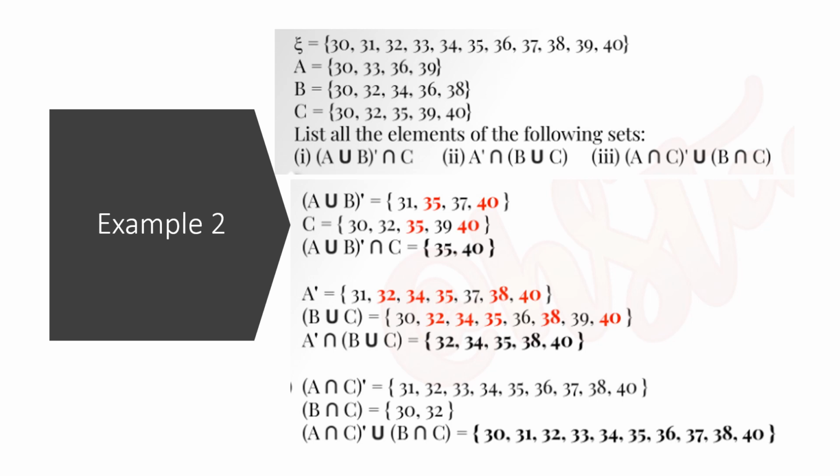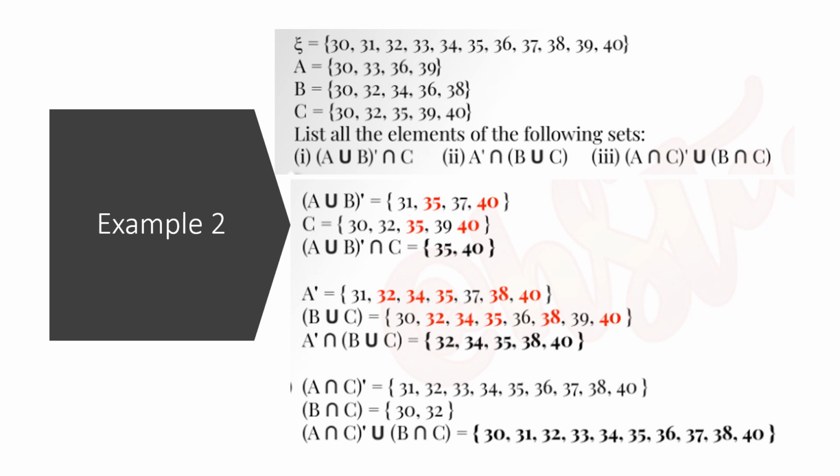And then B union C is everything existing in B and C, which is 30, 32, 34, 35, 36, 38, 39, 40. And A complement intersect B union C, the common elements between both of these are 32, 34, 35, 38, and 40. Okay?